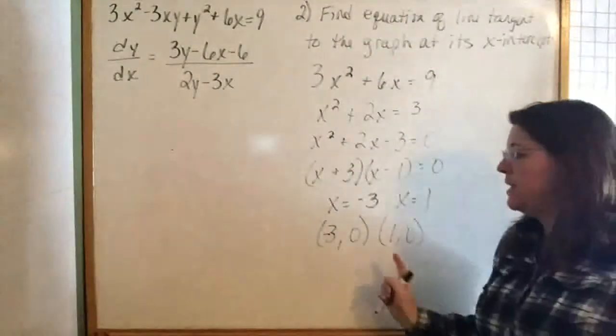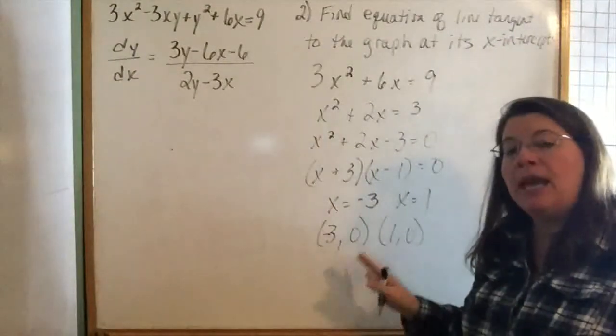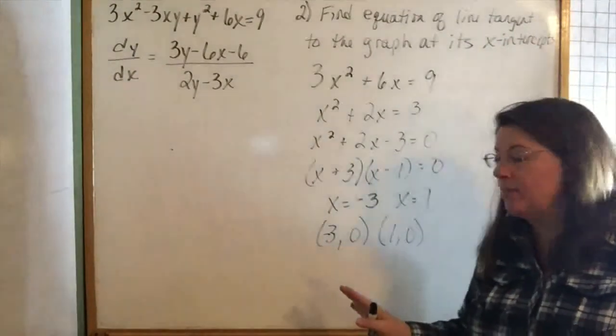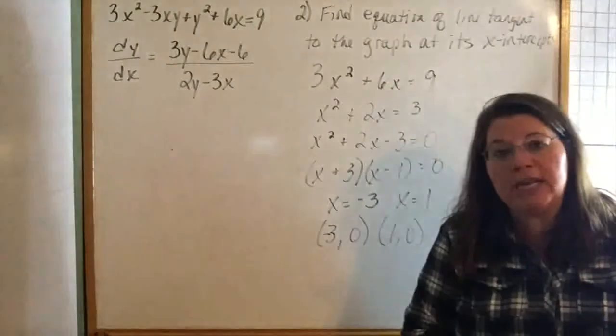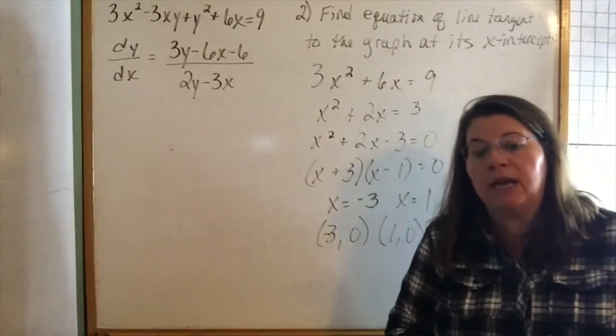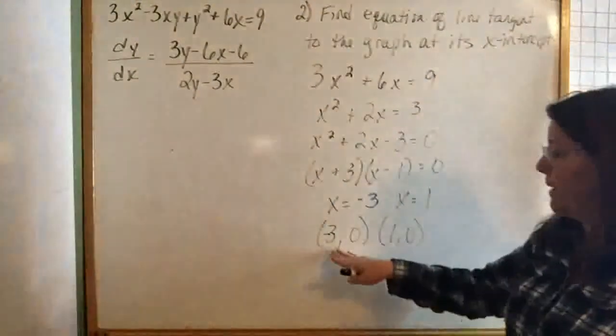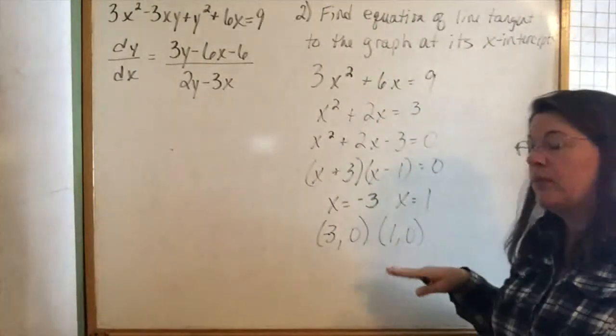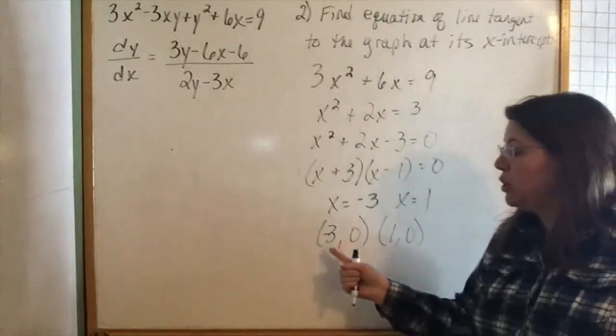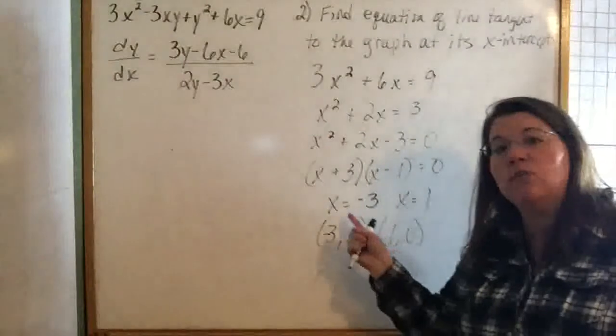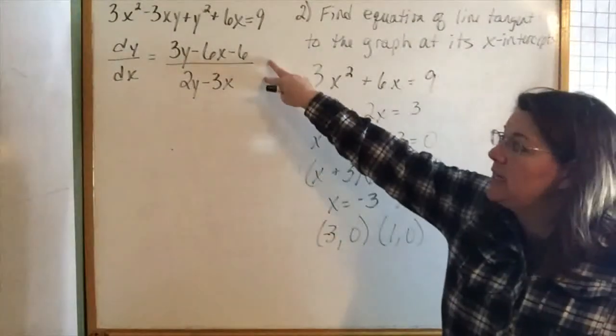Okay, if these are the x-intercepts, and we're asked to find the equation of the lines, in order to find equations of lines, we need two things. We need the slope and we need an ordered pair. Well, we have the ordered pairs. Those are the intercepts. To find the slope, we will plug each of these ordered pairs into the dy over dx.